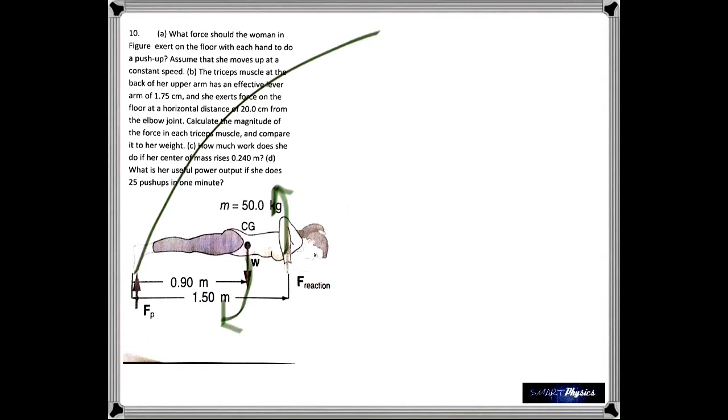So what you got to do is her weight multiplied by 0.90 should be equal to force applied by the muscles times 1.50. All distances measured from the feet. That is what I'm going to write just now. Okay, there it is.